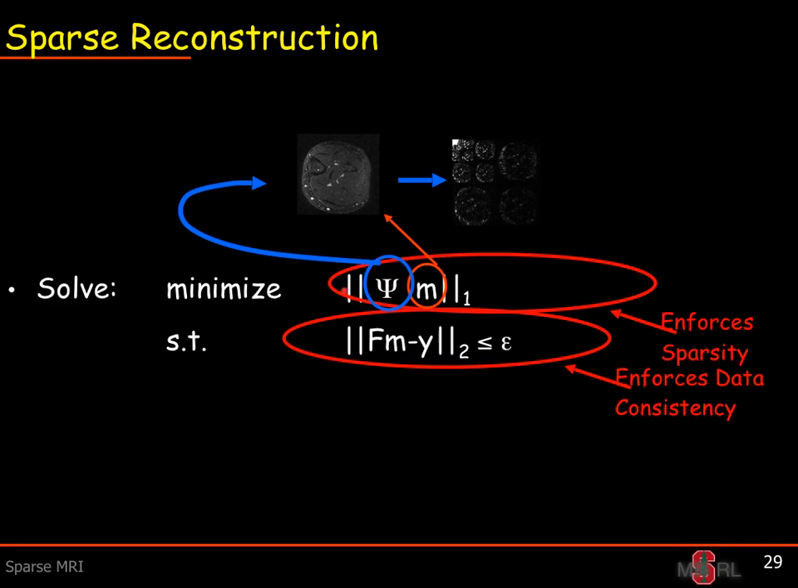while the top term here enforces sparsity, where again m is the image we're trying to reconstruct, and phi is a matrix that represents the wavelet or whatever transform that you're using. So then we take m here and we multiply it by phi, and that gives us the coefficients in the transform domain, and it is in this domain that we calculate the L1 norm.